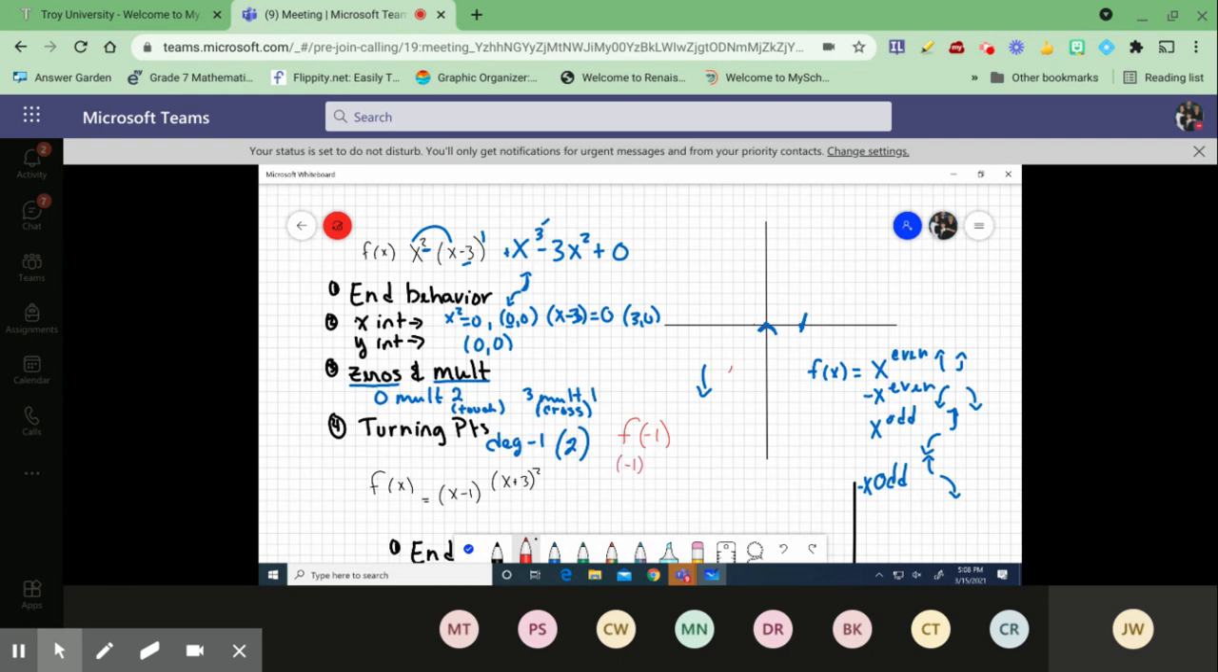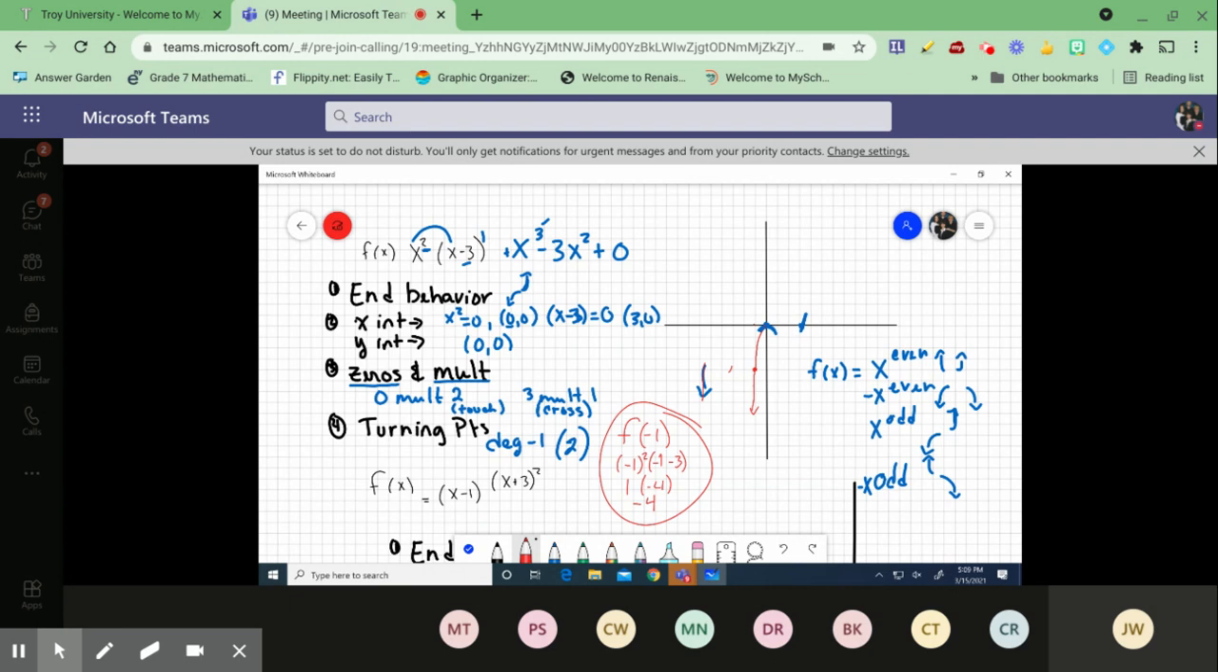Negative 1 squared times negative 1 minus 3. So negative 1 squared is just 1. Negative 1 minus 3 is negative 4. So I have the coordinate point negative 1, negative 4. I know that this line is going down, but I don't know where, but I do know now that it's going to go through that negative 1, negative 4. Does everybody get what I'm doing here? Yes, no, questions? All right.